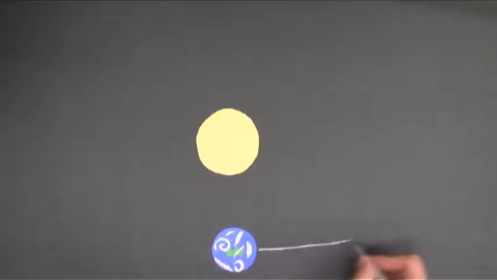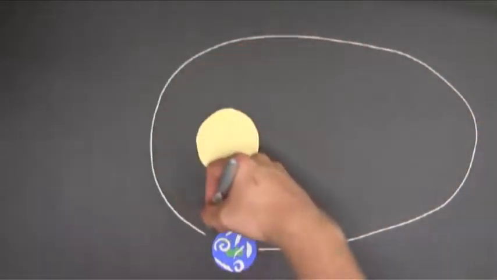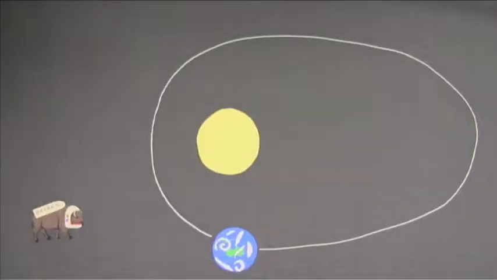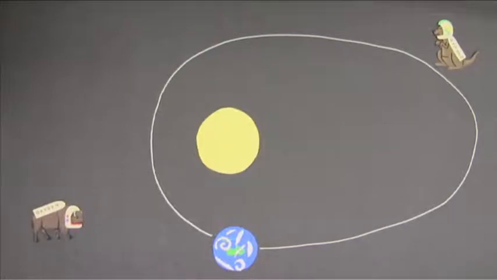Now, the Earth's orbit isn't a perfect circle. It's actually an ellipse. You usually see it drawn like this. Lots of people think, "Hey, this must be why we have seasons. When the Earth is close to the Sun, we have summer, and when the Earth is far away from the Sun, we have winter." But that's actually not true. If that were true, it would be summer in America and Australia at the same time. And we know that's not the case.